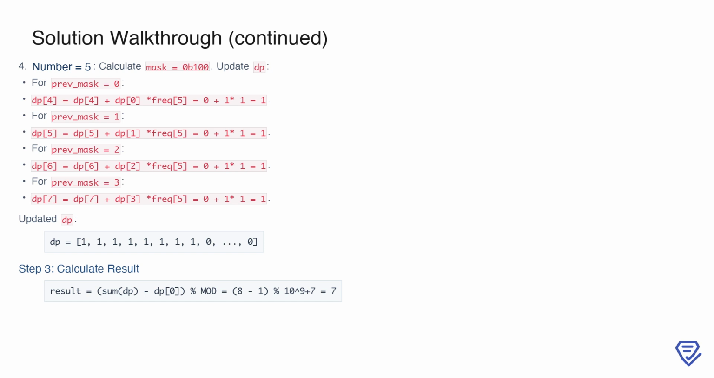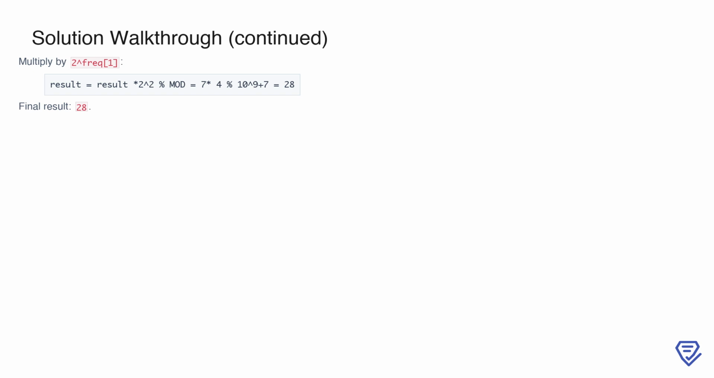To compute the result, we sum all DP values except dp[0], giving result = sum(dp[1:]) % mod, which equals 7 % (10^9 + 7) = 7. Finally, since the number 1 appears twice in the input, we multiply the result by 2^frequency[1].